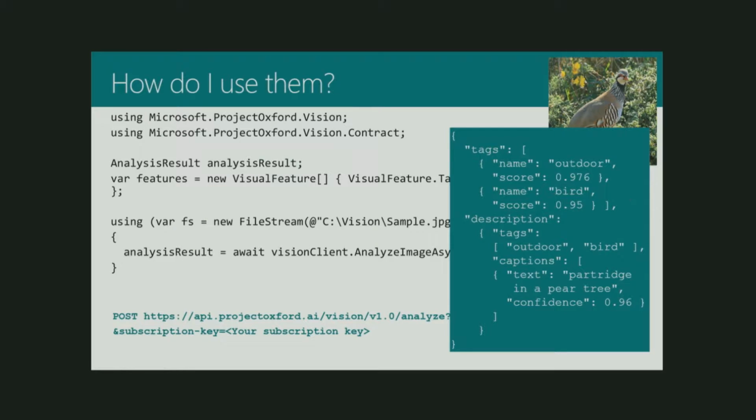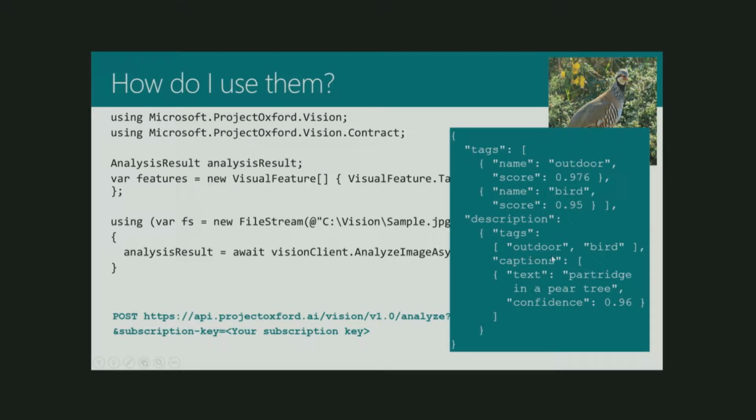And then what we get back is a JSON payload that looks a little something like this, where I have some tags, and you can see we've tagged this picture specifically with outdoor. We can tell it's an outdoor picture, and we've tagged it with bird. We've recognized a bird in the photo, those types of things. And then we have confidence levels around those as well.